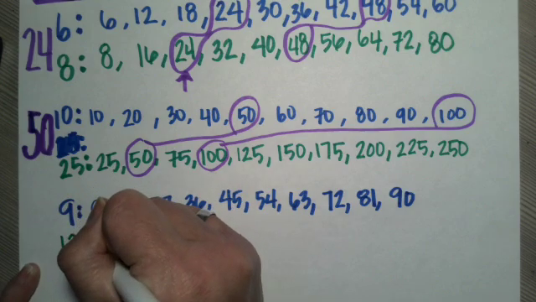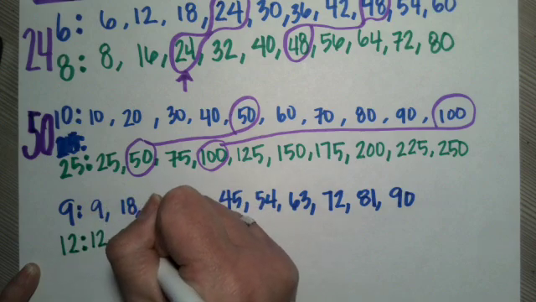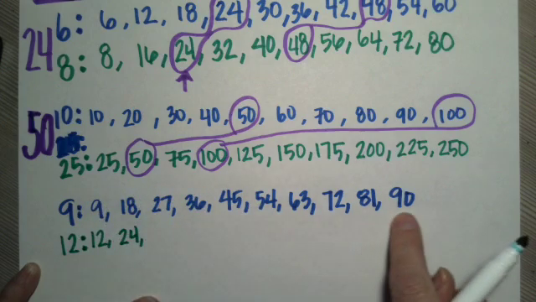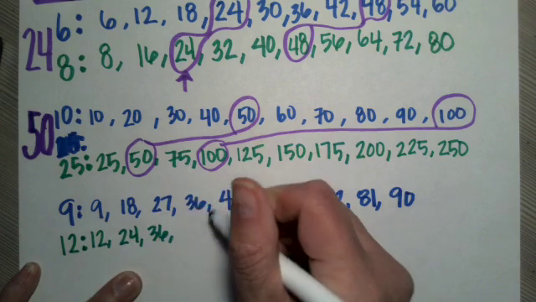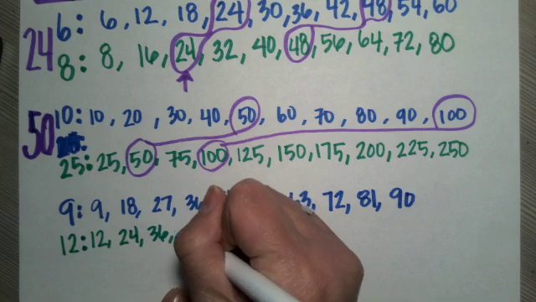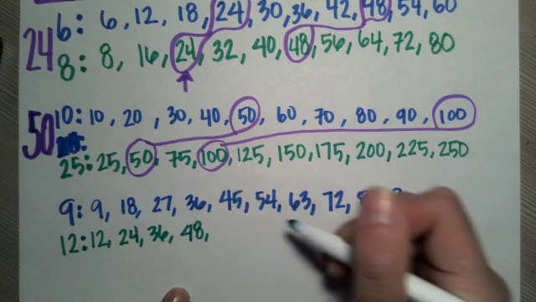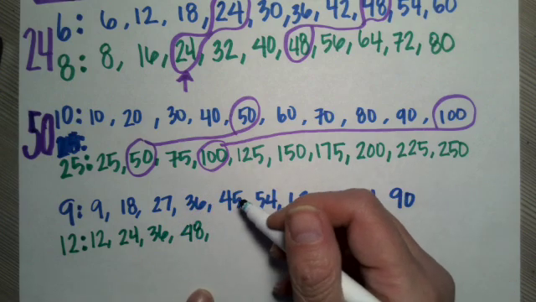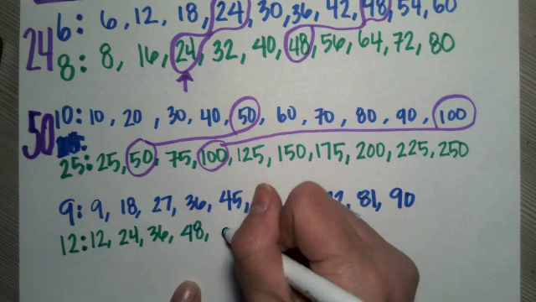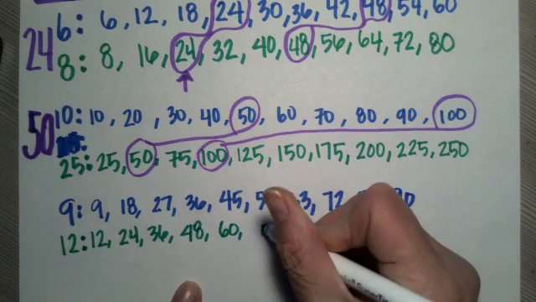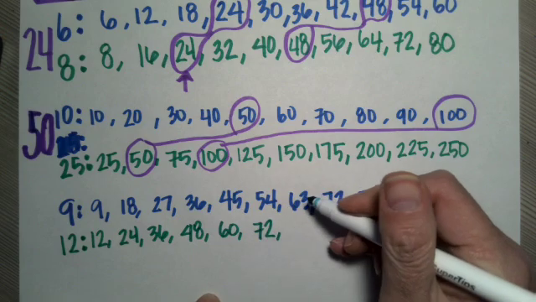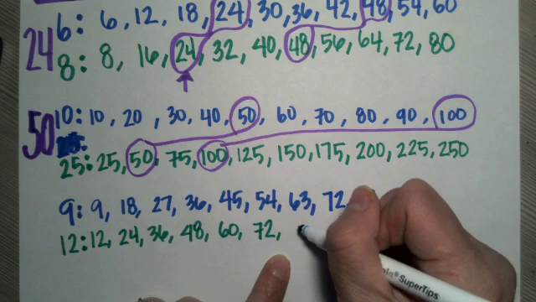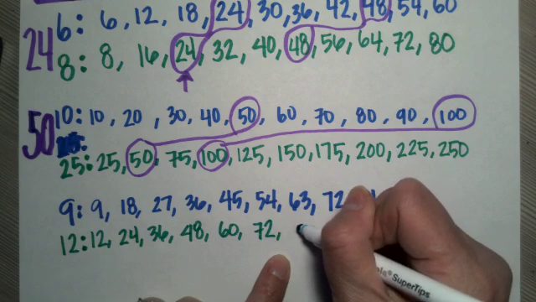So 12 times 1 is 12. 12 times 2 is 24. And you want to leave yourself some room. See how I kind of stretched that out? 12 times 3 is 36. 12 times 4 is 48. I'm not as good with my 12s because I don't use them very often. 12 times 5 is 60. 12 times 6 is 72. 12 times 7 is, I want to say, 84.